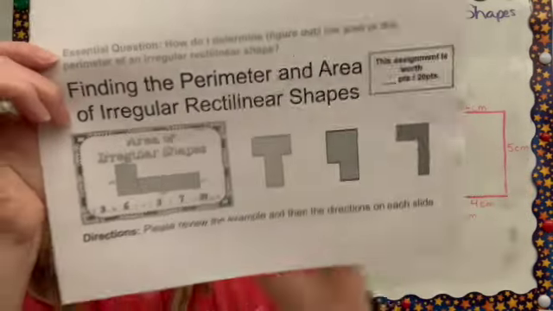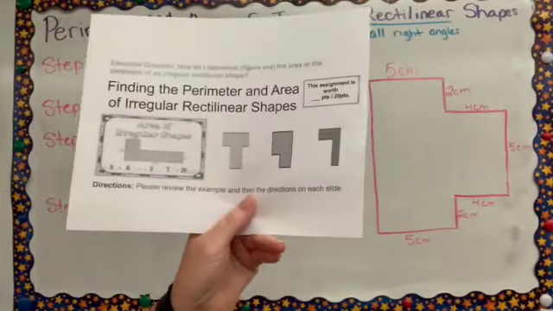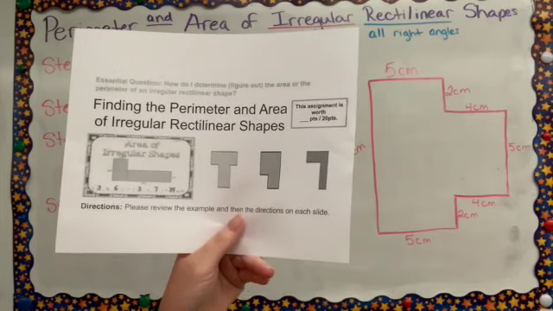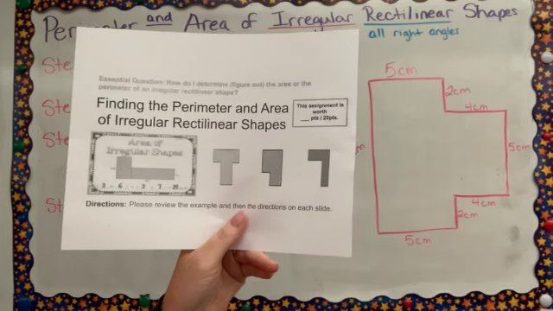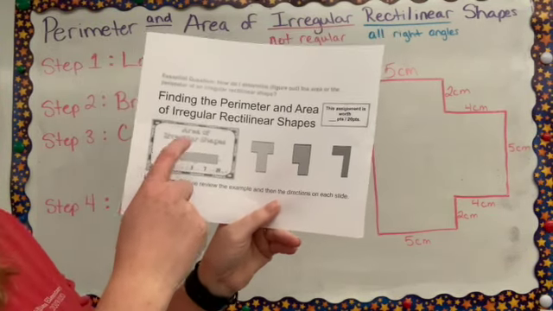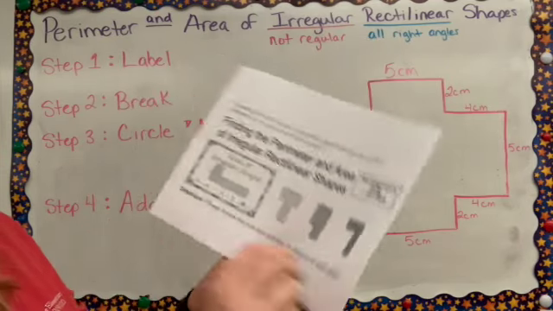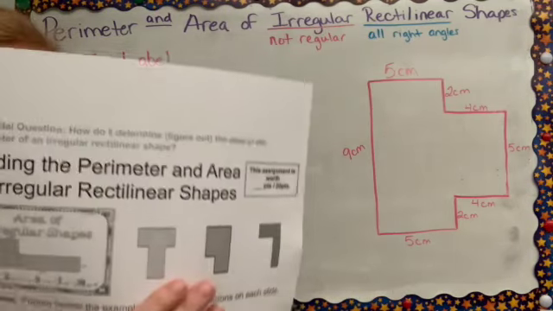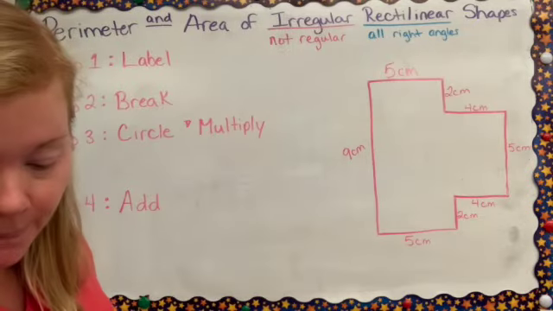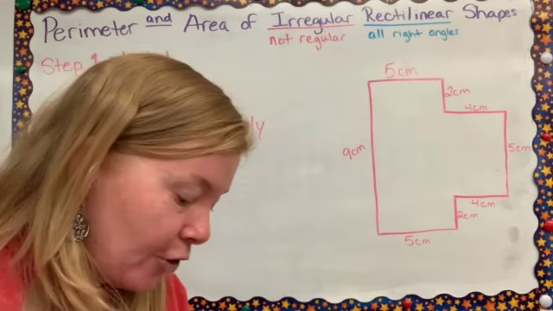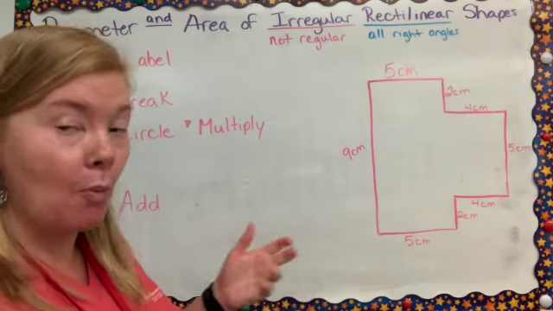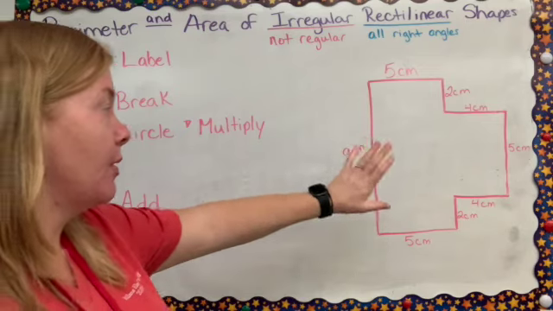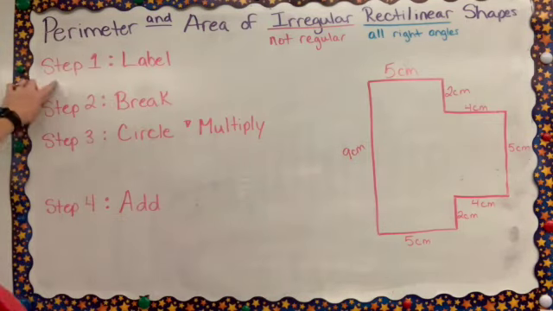Our essential question for today is, how do I determine or figure out the area or the perimeter of an irregular rectilinear shape? We have a little visual here for you, and then you're going to read the directions on each slide. The whole presentation is worth 20 points. All right, our first shape, go ahead and start putting that down on your whiteboard. You need to pause the video if you need a moment, which you probably do. Pause the video and put this down on your whiteboard, and then go ahead and get your labels like I have mine.